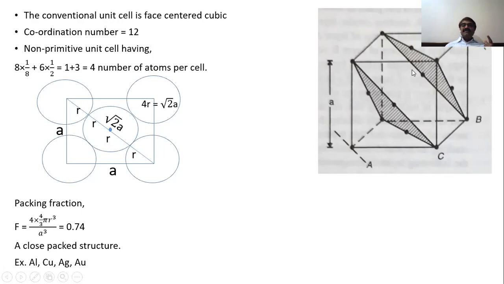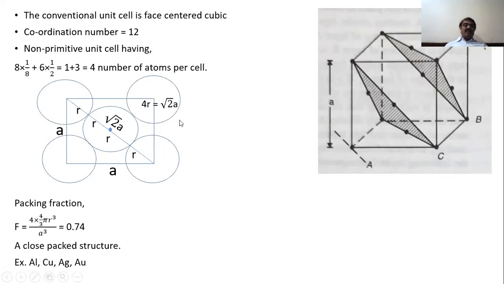And what about the centers of the faces? There are 6 atoms at the centers of the faces, and each atom is shared by two unit cells. For example, look at this atom. It is shared by this unit cell as well as the unit cell kept to the right side. So 1 into 1 by 2, and how many are there? 6 into 1 by 2. So this is 1 plus 3 equal to 4. So there are 4 atoms per unit cell. So this is a non-primitive unit cell because the number of atoms per unit cell is greater than 1.